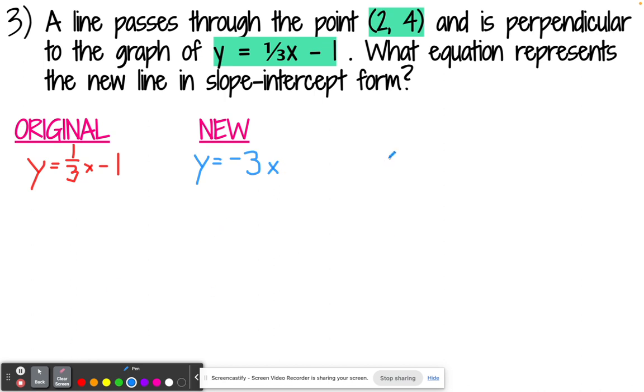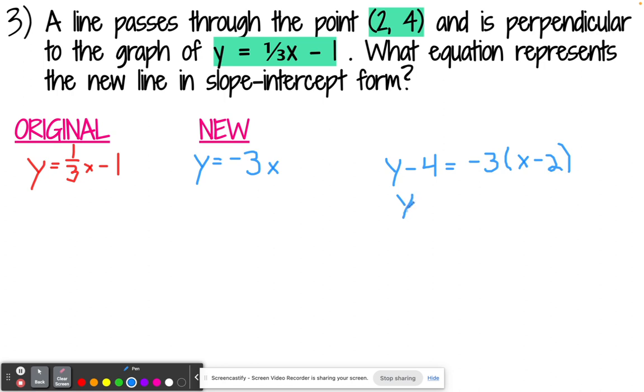So we could plug this into my slope-intercept form, or I could use point-slope form. I'm going to use point-slope form. I sometimes think it's a little faster. y minus 4 equals my slope, -3, times x minus 2, which is my x value in my point up there.